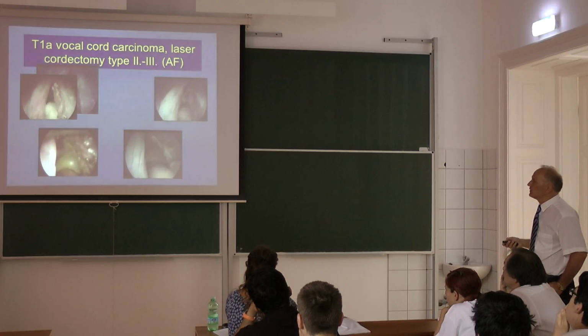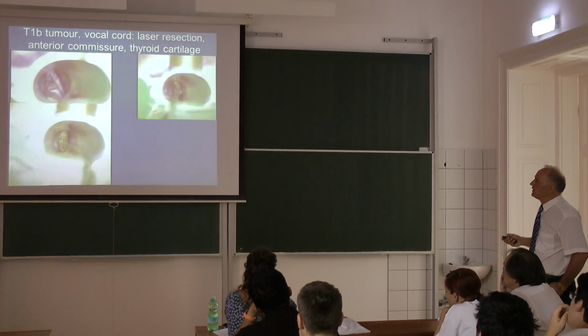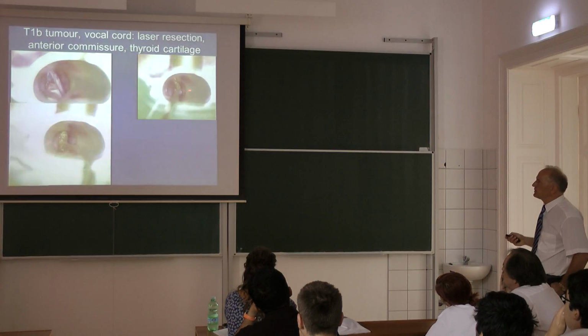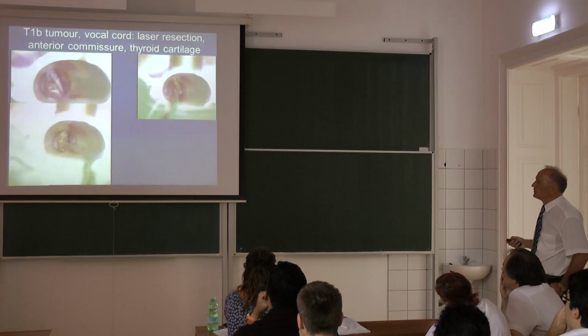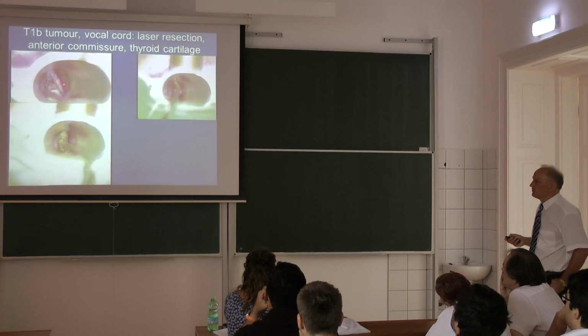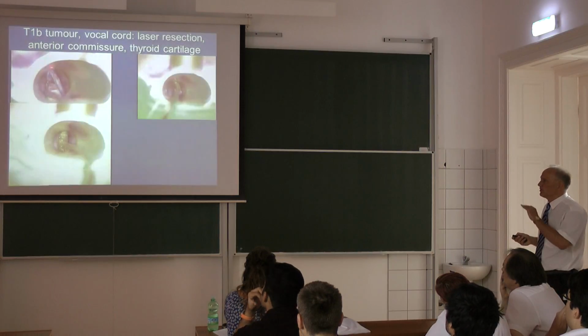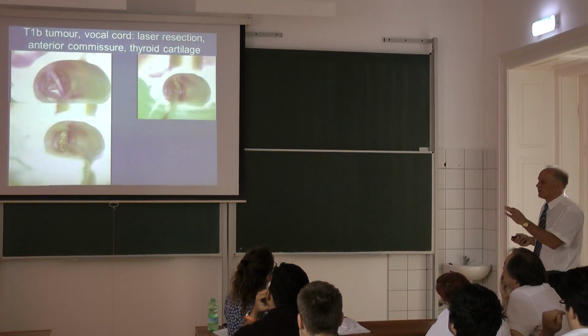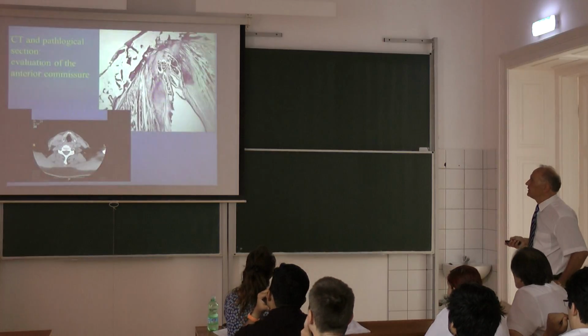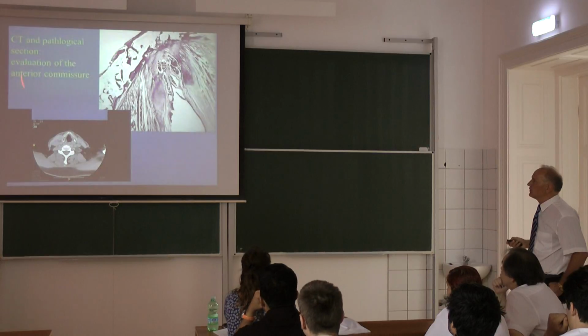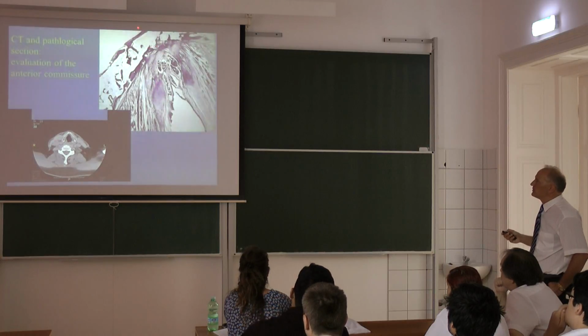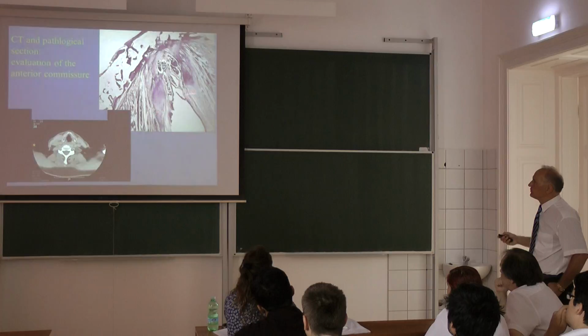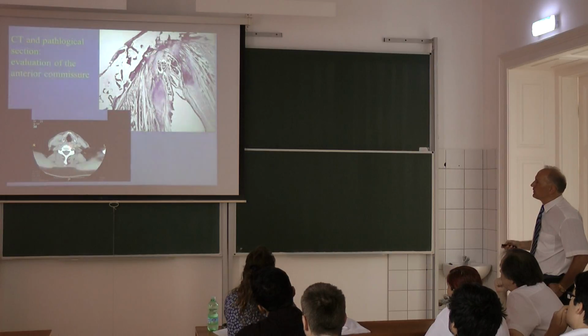Here you see another example of laser resection. What is very difficult here is resecting the anterior part of the vocal fold, because it's very difficult to have good access to this area, and it's a very narrow area to resect. So you have to be very careful with the resection of the anterior part. This is the cartilage, this is the vocal fold, and the tumor in the anterior part.